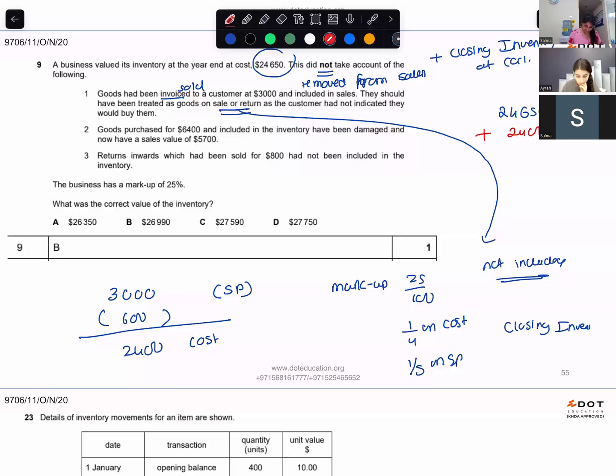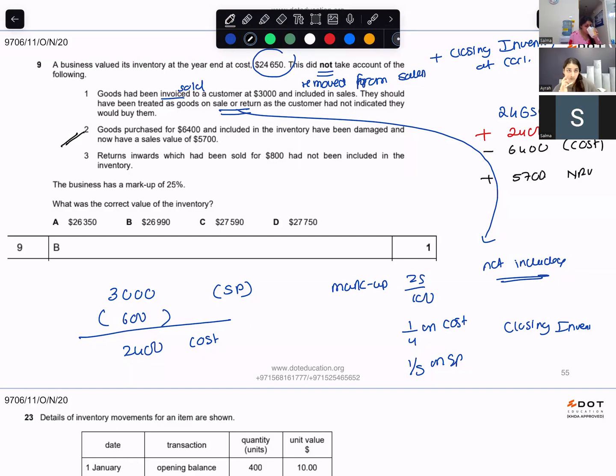Okay. So this has to be added back to the closing inventory. What is the next part of it? Goods purchased for 6,400 and included in the inventory have been damaged and now have a sales value of 5,700. So I will remove the cost and add 5,700. I will add the NRV.